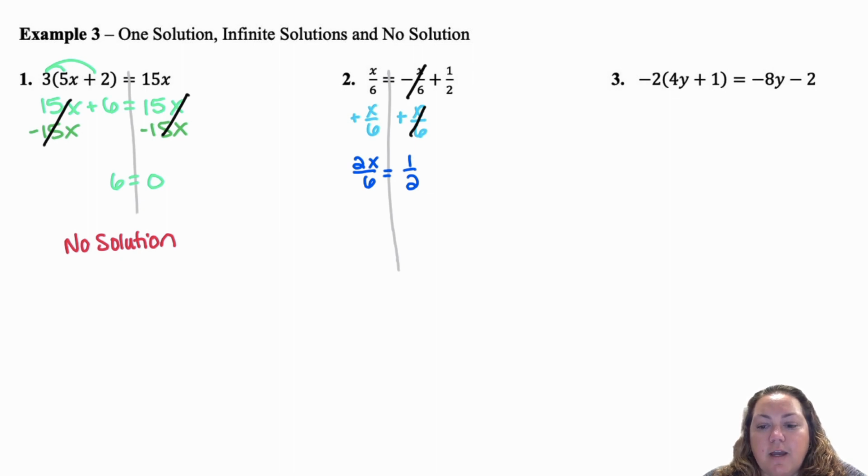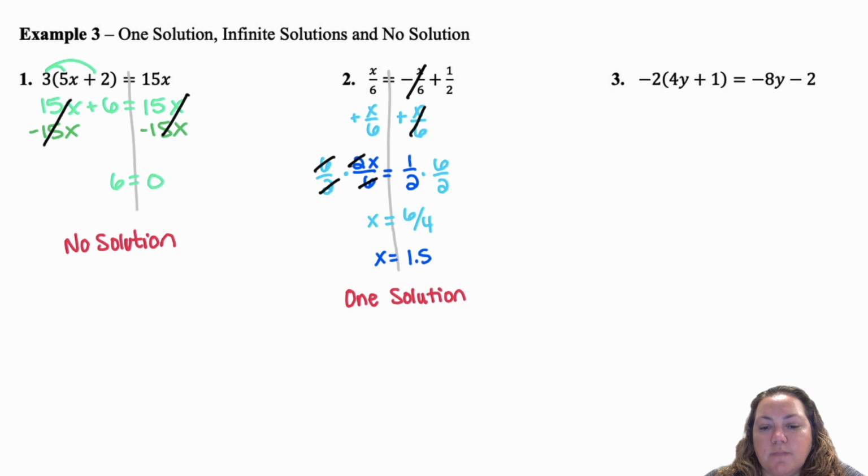I'm going to try to solve for x, so I could multiply by the reciprocal, or I could multiply by 6 and then divide by 2. All right, the 6's cancel, the 2's cancel. I'm left with x equals, multiplying fractions, no big problem, top times top over bottom times bottom. I get 6/4, which could also be simplified to 1.5 or 3/2. All right, that has one solution.